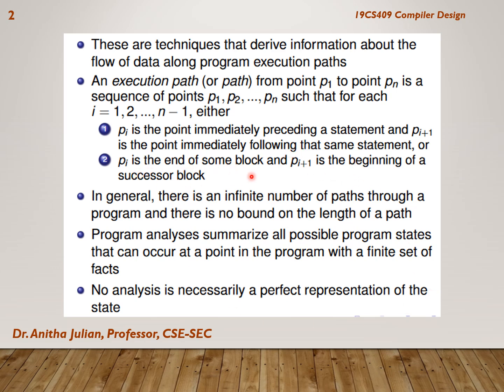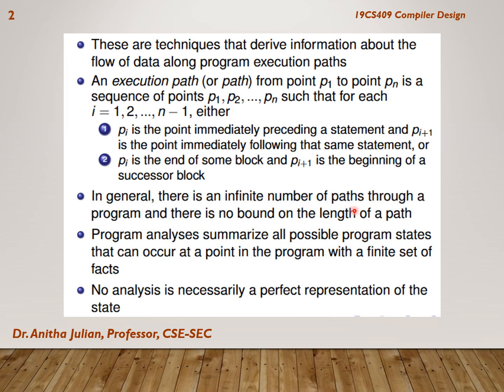And we have already studied the concept of basic blocks. So all these statements together are not continuously written, but we divide them as basic blocks so that we have a predecessor and successor. So the block will be starting with a statement, ending with a statement, and so on.